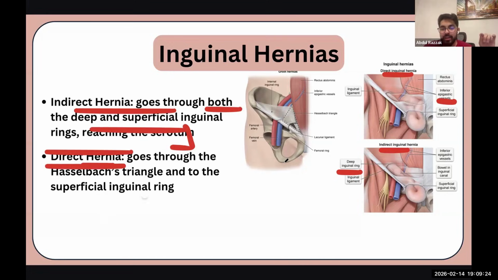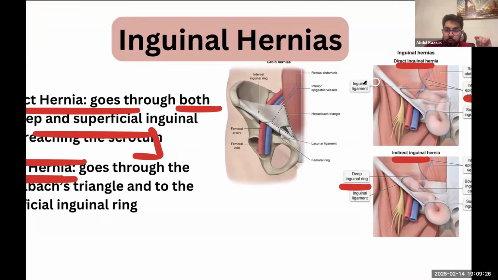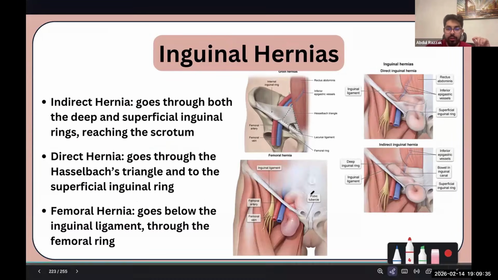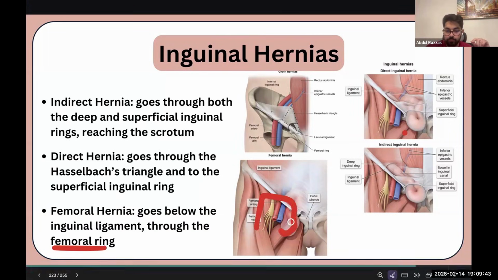Now, all of these hernias are hernias that are herniating above the inguinal ligament. What if a hernia came like this and came below the inguinal ligament? That is going to be called a femoral hernia. It's basically a hernia protruding through the femoral ring and reaching the femoral canal.